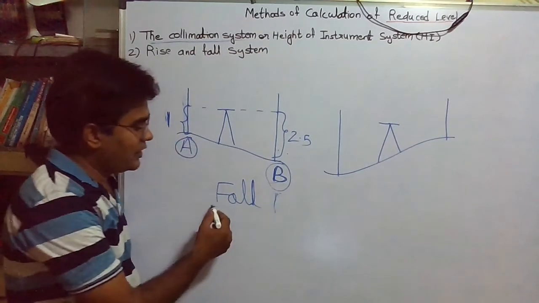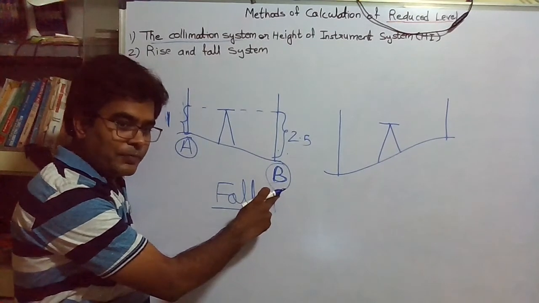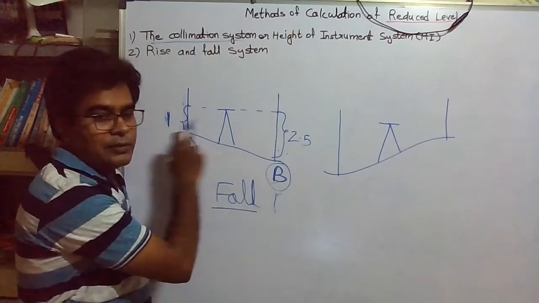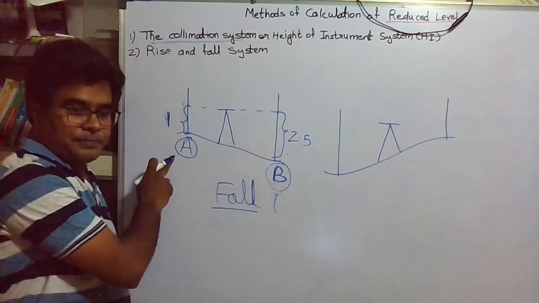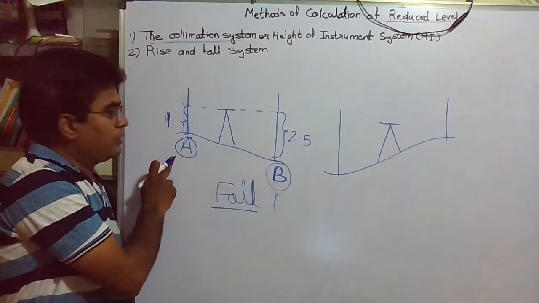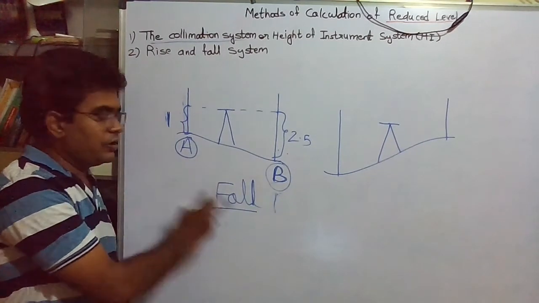Then we can say if the forward staff reading is more than the preceding staff reading, what do we compare? We compare the forward staff reading with the preceding staff reading. If it is more, then it is a fall.